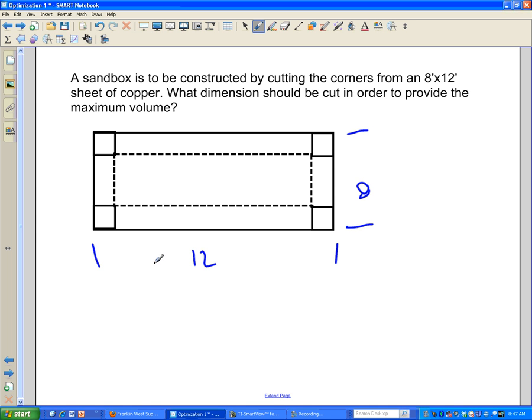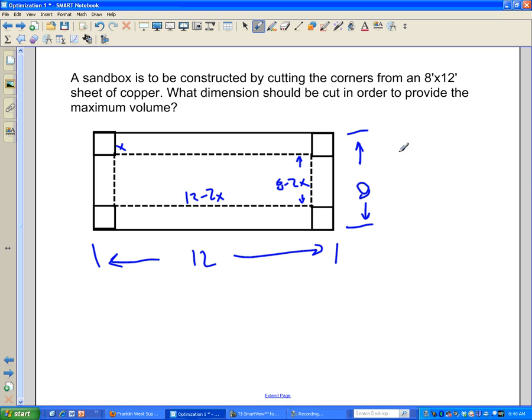Okay? And so we want to figure out the maximum volume. We're cutting out some distance from each corner. We don't know what that is, so we're going to call it x. If we cut x from each side here, what's this inner dimension right here? That's right, it's 8 minus 2x. And what's the long way dimension? The long way dimension is 12 minus 2x.